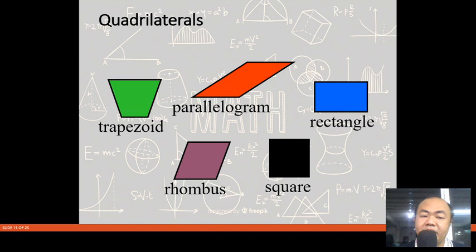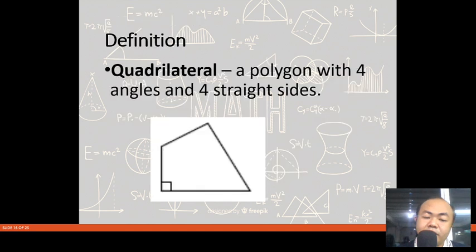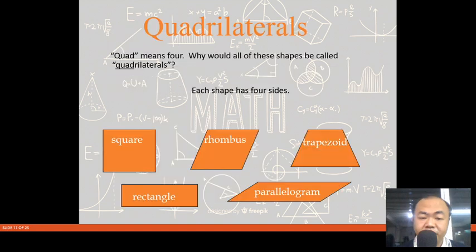A polygon with 4 angles and 4 straight lines, so it must be a straight line. Quad means 4. Why are all of these shapes called quadrilaterals? Because each shape has 4 sides: square, rhombus, trapezoid, rectangle, and parallelogram. You can also add one more, which is the kite. Okay.